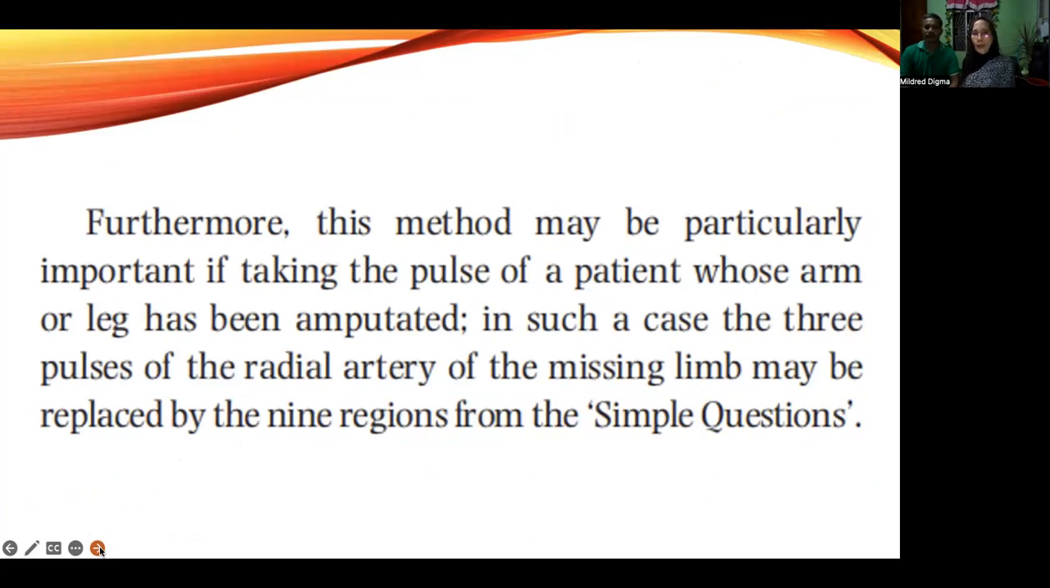Furthermore, this method may be particularly important if taking the pulse of a patient whose arm or leg has been amputated. Siyempre, pag may problema naman, baka naman talaga wala na kayong makakapa dyan. In such a case, the 3 pulses of the radial artery of the missing limb may be replaced by the 9 regions from the simple questions.